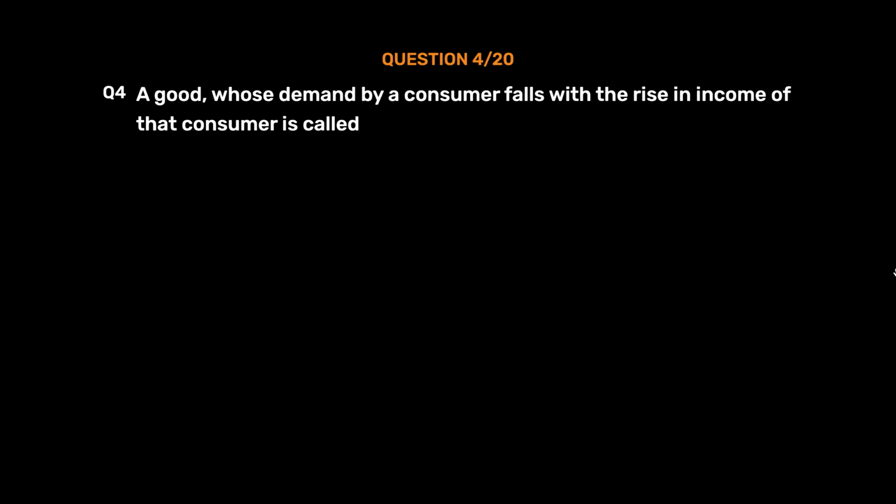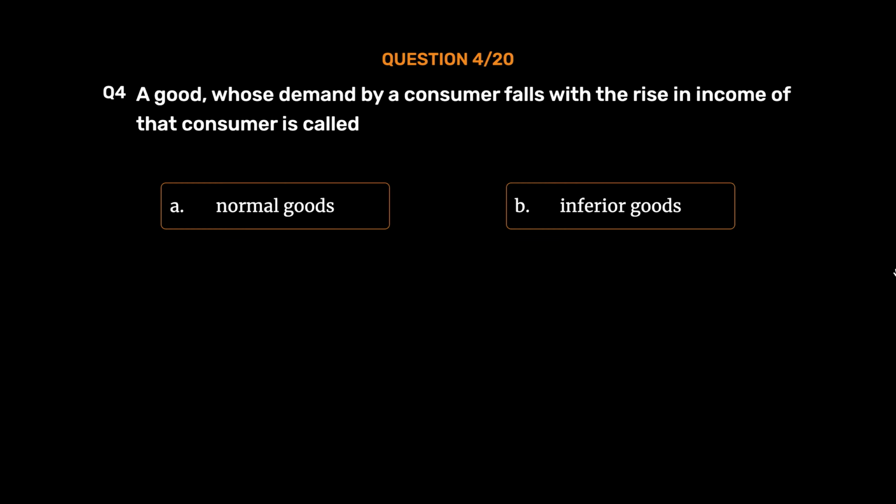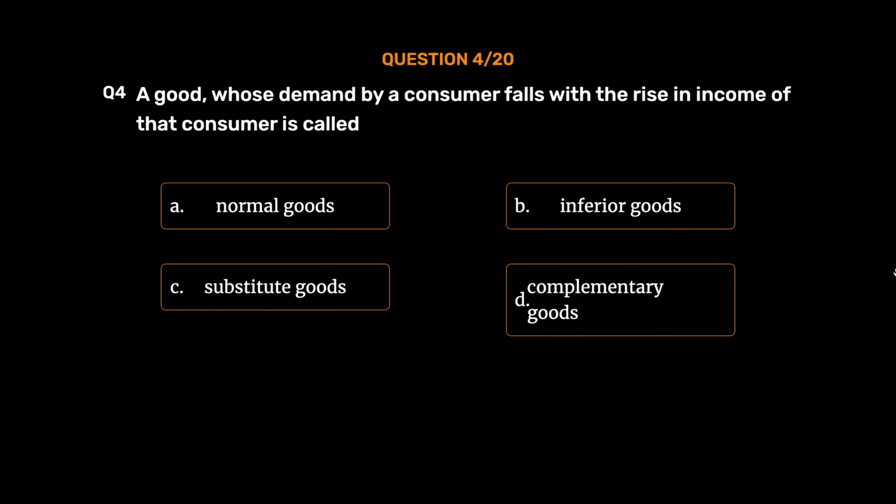Question number 4. A good whose demand by a consumer falls with the rise in income of that consumer is called Option A, normal goods. Option B, inferior goods. Option C, substitute goods. Option D, complementary goods. The correct answer is Option B, inferior goods.